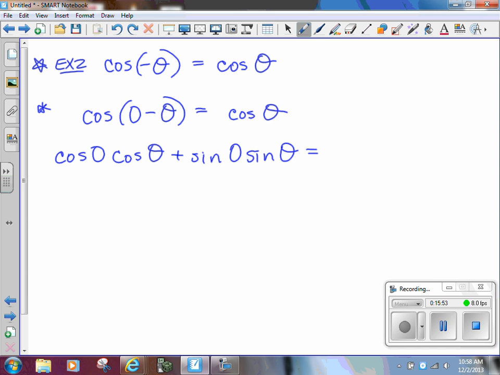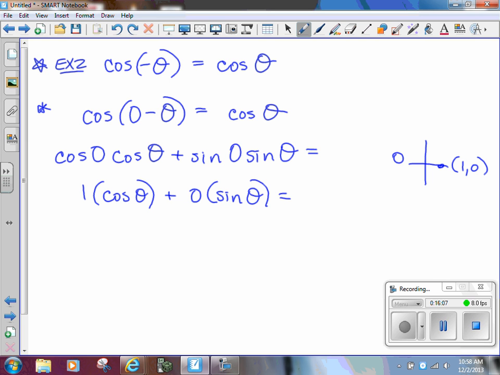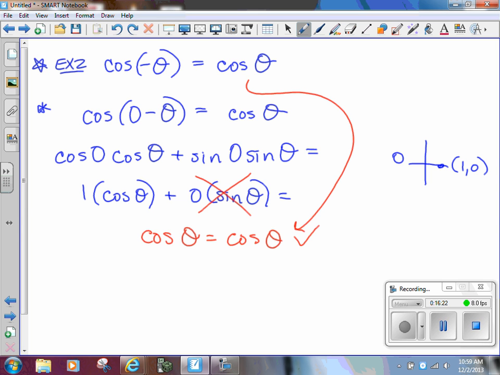Okay? 0 degrees. What's my ordered pair? 1, 0. So what's the cosine of 0? 1 times cosine theta. What's the sine of 0? That's where it cancels out. We want that to happen in this particular problem, right? Why? Because that's the only way I can get cosine theta by itself, which is right here. Am I verifying that the left side is equal to the right side? Yes or no? Okay, folks, I'm telling you, this is not difficult at all. Don't make it difficult. This one, do this one yourself.